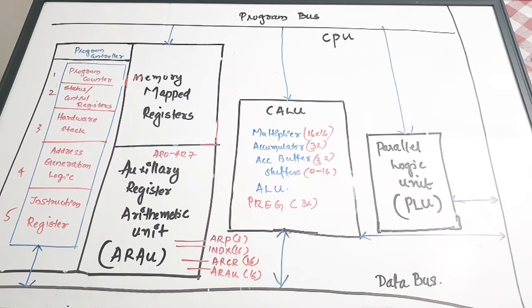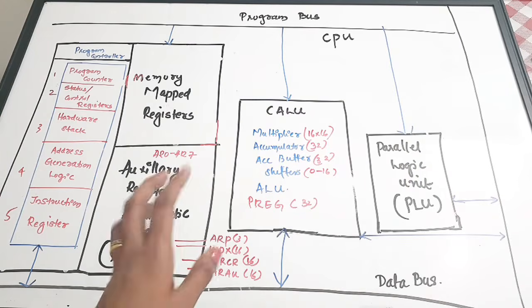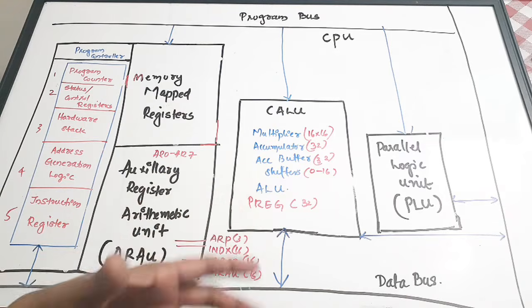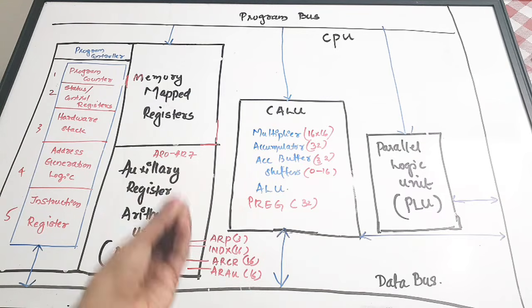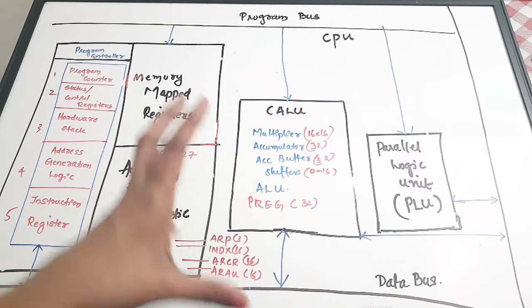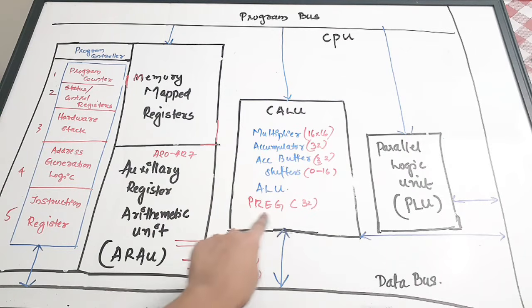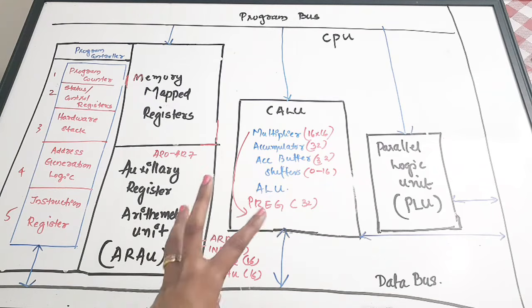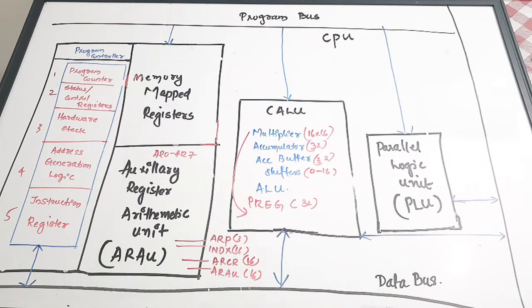Now moving on to the multiplier unit. The multiplier is a 16 by 16-bit multiplier, and it will be multiplying data in 2's complement form. The product will have a size of 32 bits, and this result will be stored in the product register. So PREG is the product register, which stores the result of this multiplier. So that is all about the multiplier unit. These are the most important things you should know from an exam point of view.